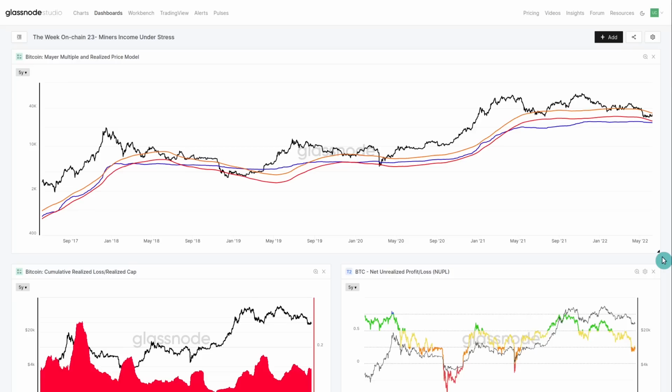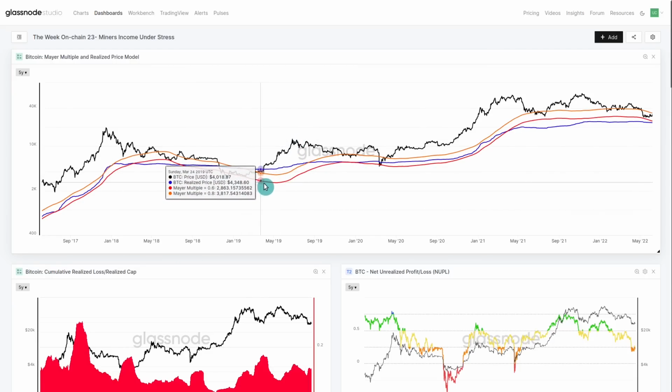So starting out with our week on chain 23 dashboard, again, you'll find this dashboard in the description below. What we're going to start with is mapping out where we are in this cycle, looking particularly at floor models. And we are throughout this piece going to look at the 2018 through to 2019 bear market, this phase through here as a bit of a guide. You know, things won't happen the exact same way, but it gives us a bit of context in terms of where we are. Now we have three lines on this chart.